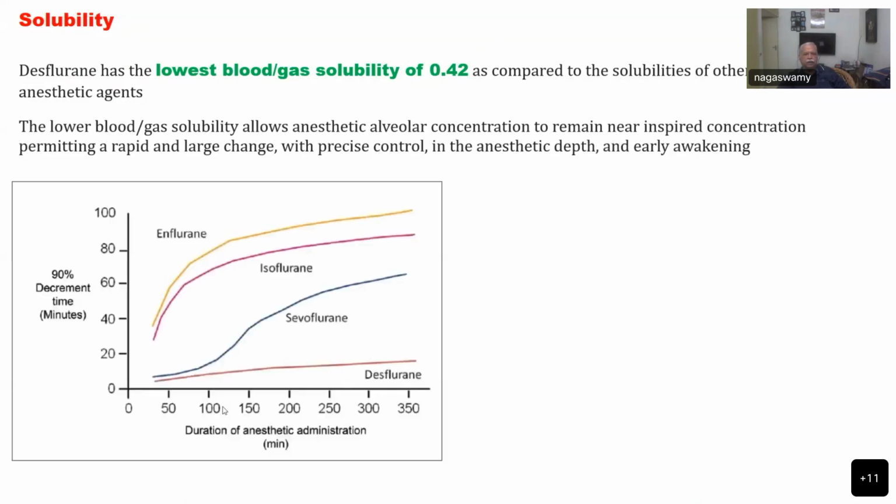So this is the duration of anesthesia administration versus 90% decrement, that is, recovery time. If you see, Desflurane has got the lowest recovery time, less than 20 minutes. Whereas with sevoflurane and all other agents, if you use them for longer hours, the duration used is 350 minutes, almost 6 hours. And even after 6 hours of use, Desflurane has a recovery time of less than 20 minutes, whereas all other drugs have a much greater recovery time.